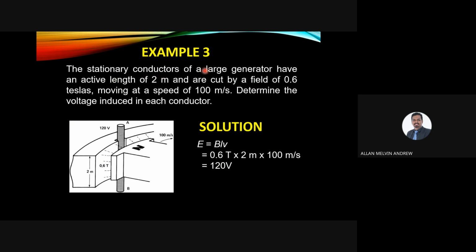The stationary conductor of a large generator has an active length of 2 meters, and is cut by a field of 0.6. So the value of B is given as 0.6 Tesla, moving at the speed of 100 meters per second. This is V. We want to find the voltage induced. All the components are there, so this is the solution. E equals BLV. B is 0.6, L is 2 meters, and V is 100 meters per second. If we solve it, we get 120 volts.